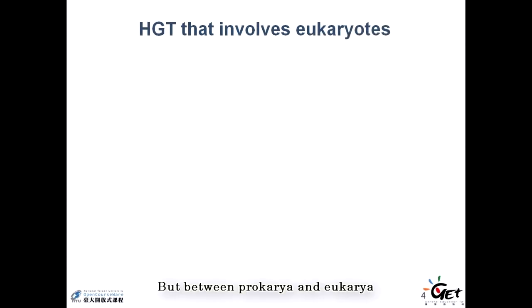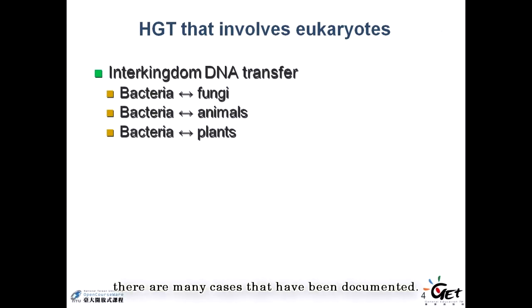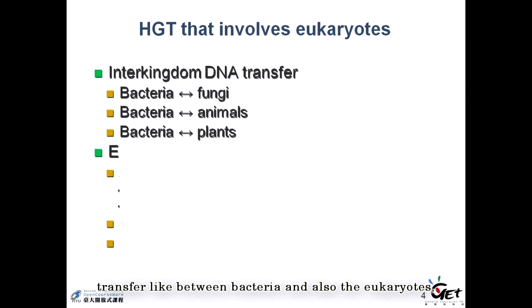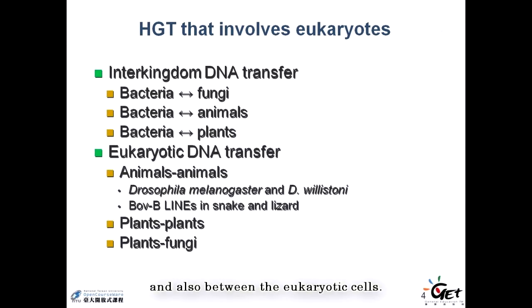But between prokarya and eukarya, many cases have been documented, and here I categorize them into interkingdom DNA transfer, like between bacteria and eukaryotes, and also between eukaryotic cells. And there are very few cases in animals in general compared to the other cases. And we are talking about plant HGT and plant-fungi HGT, and there are cases for fungi HGT, and there's a very nice review paper just published, so we can refer to this paper.